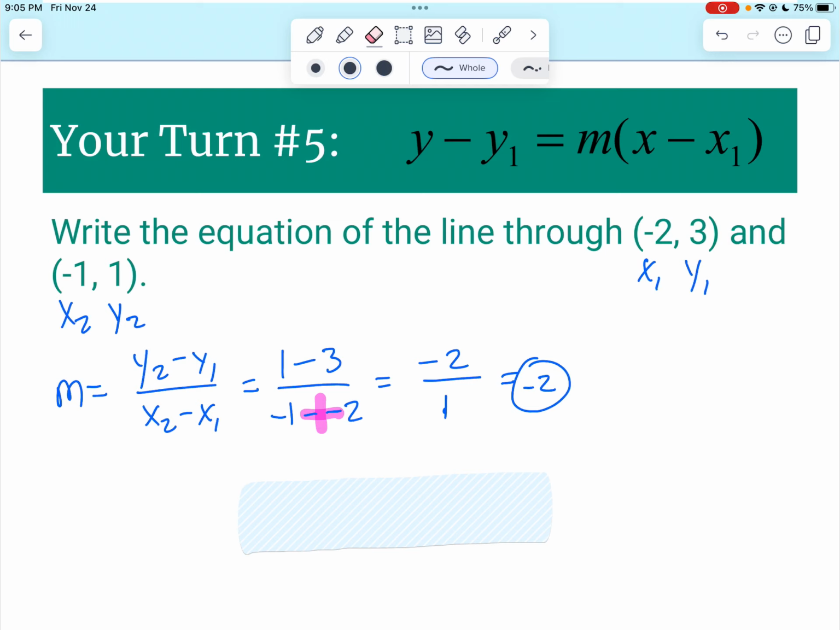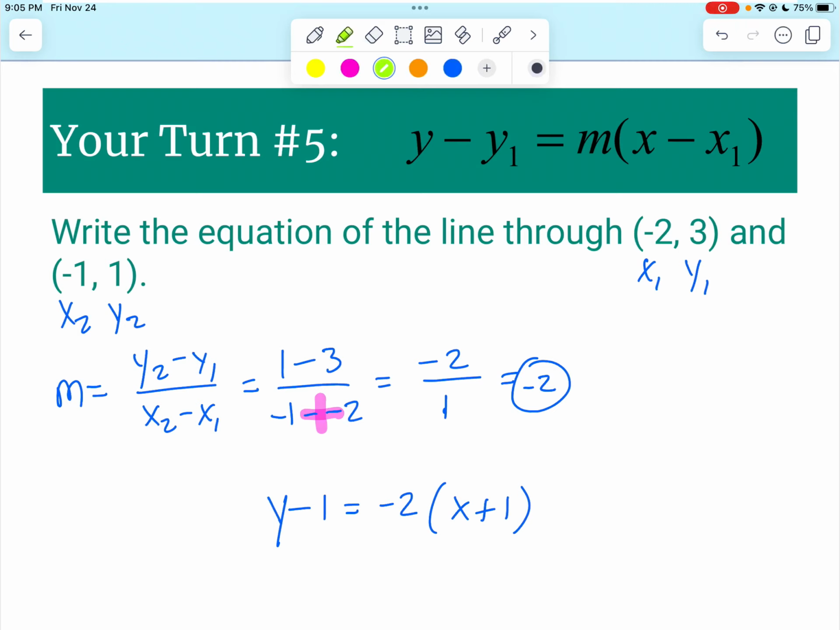And then when I plug my values into point slope form, I decided to use the second point again. So I used -1, 1. You could have used -2, 3. That's totally fine. So if you use -1, 1, you would get y minus 1 equals -2 times x plus 1. Why'd you get the +1? Well, because we had a double negative here.